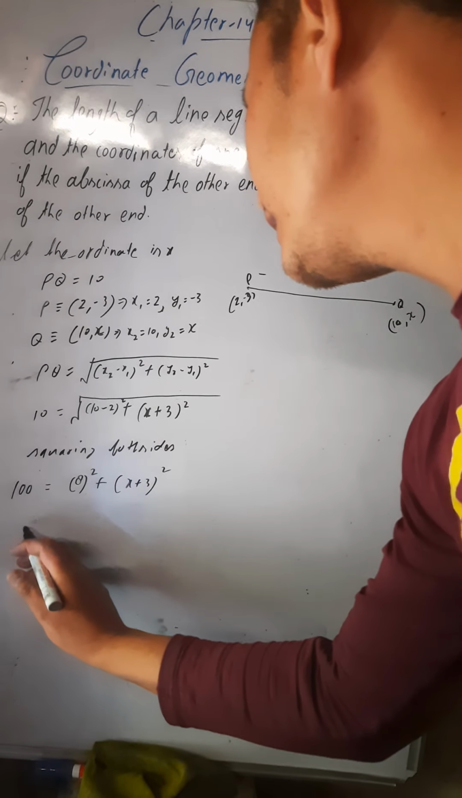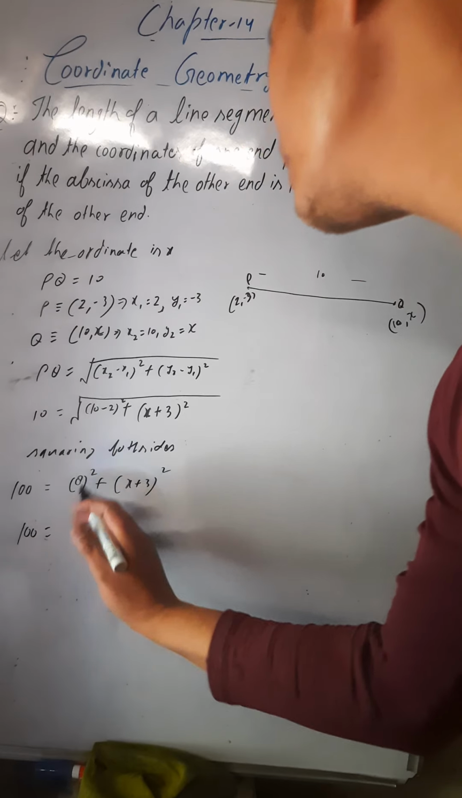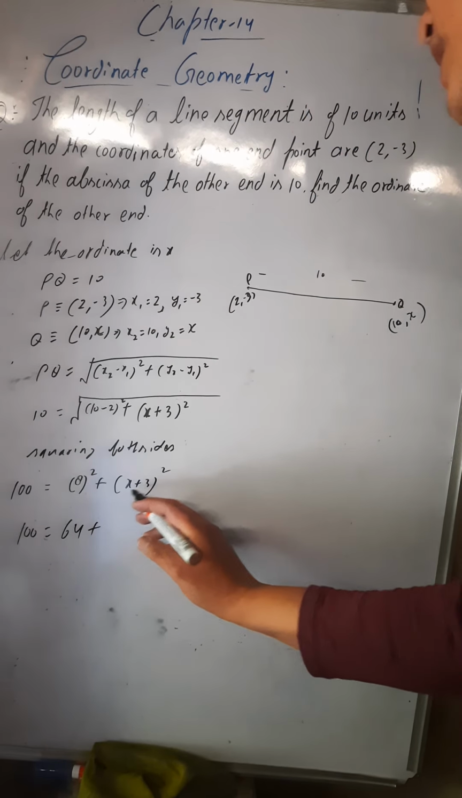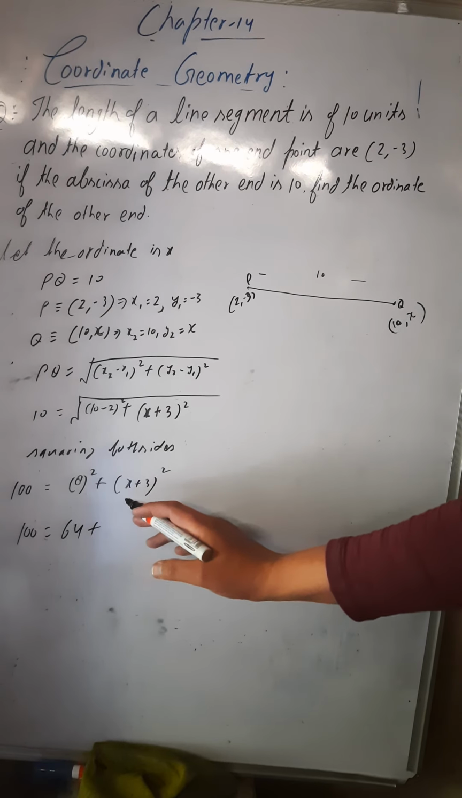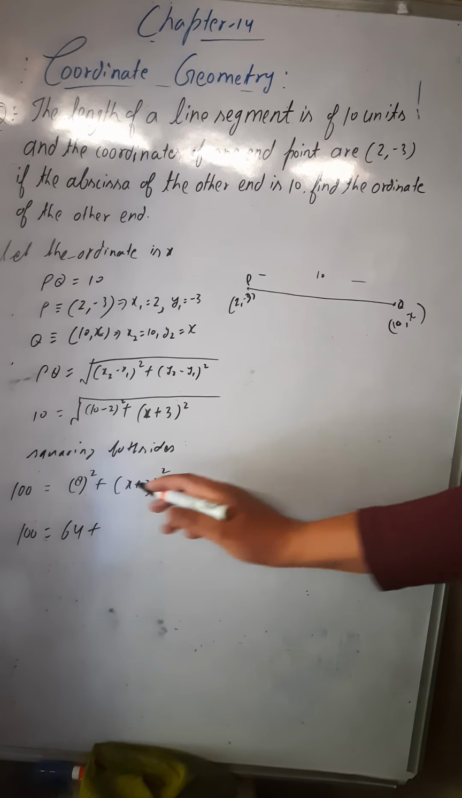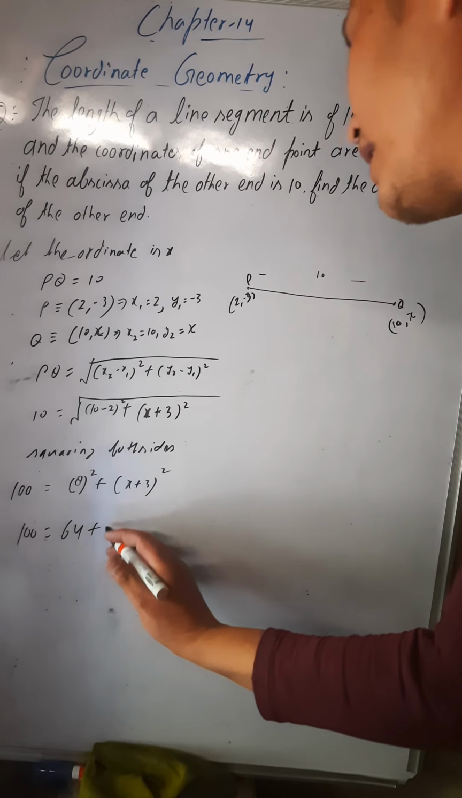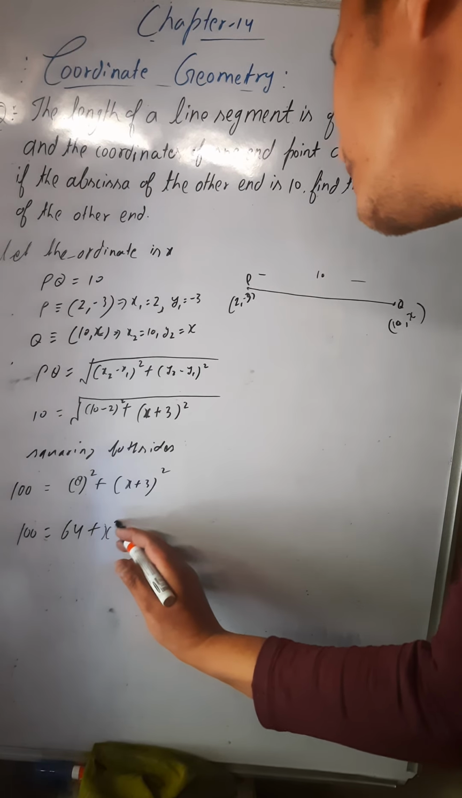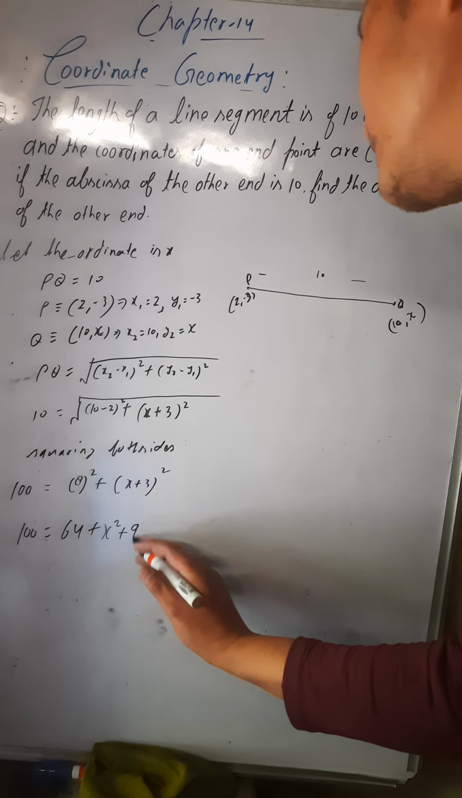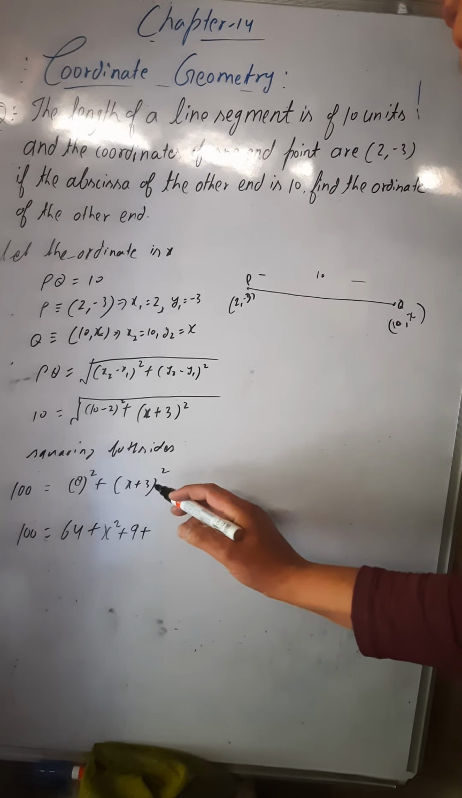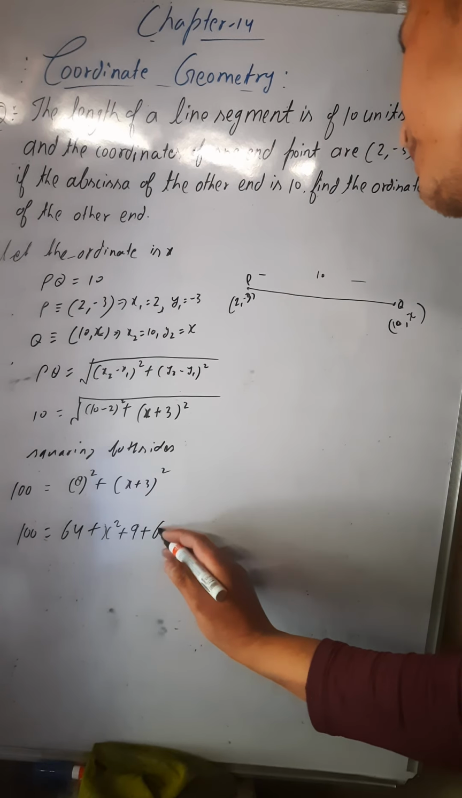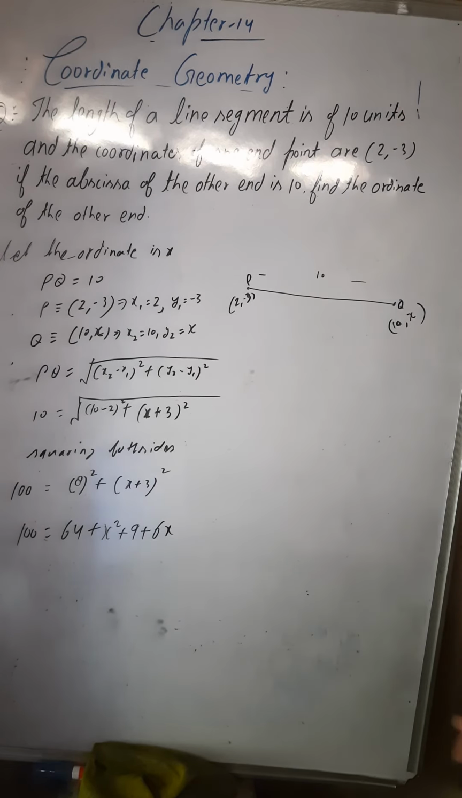Let me write it correctly. 100 will be equal to the square of 8, which is 64, plus, now square this, (a plus b) whole square. You have to know the formula: (a plus b) whole square is a square plus b square plus 2ab. So a is x, so x square. b square means the square of 3, it is 9, plus 2ab. 2ab means 2 times 3, it is 6x. It will be 6x. Are you getting this?